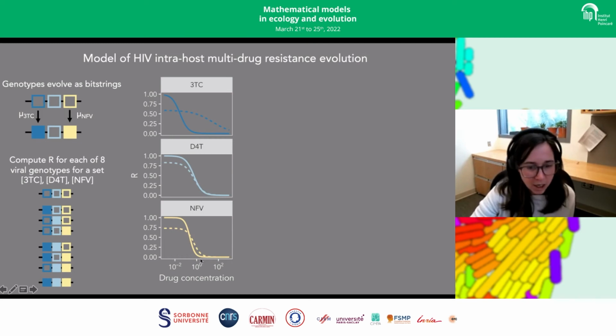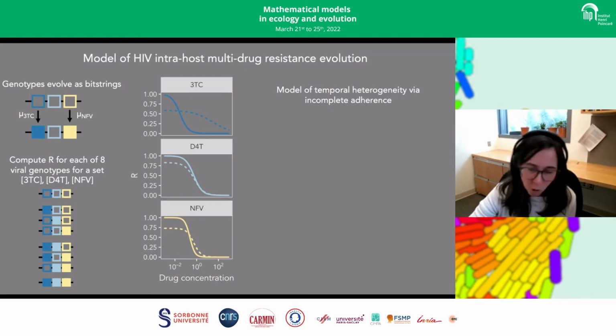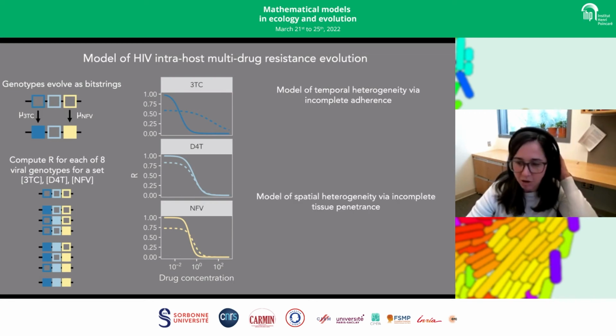And so what we can do is, for any given combination of each of these three drugs, we can ask what is the ability of each of these different genotypes to complete a round of replication. So how do we figure out what the concentrations of the drugs that we care about are? Well, we model a temporal heterogeneity model and a spatial heterogeneity model.